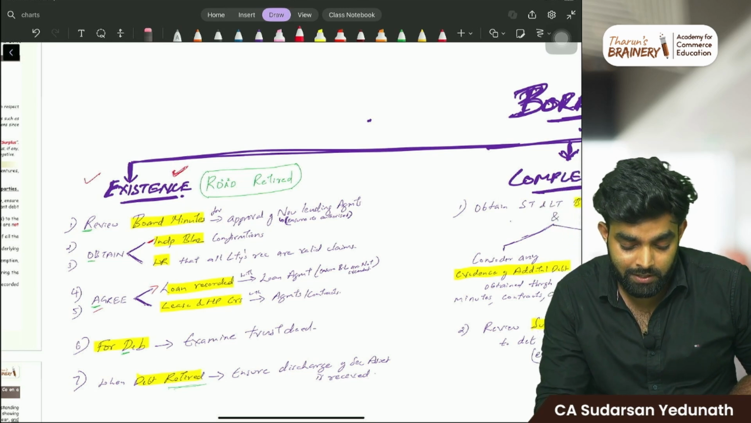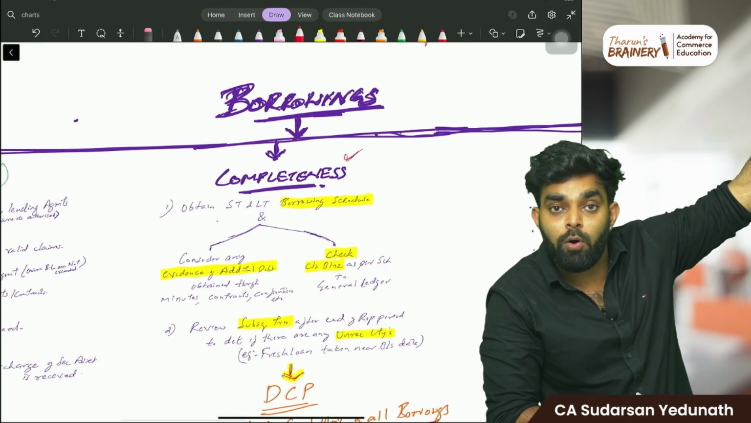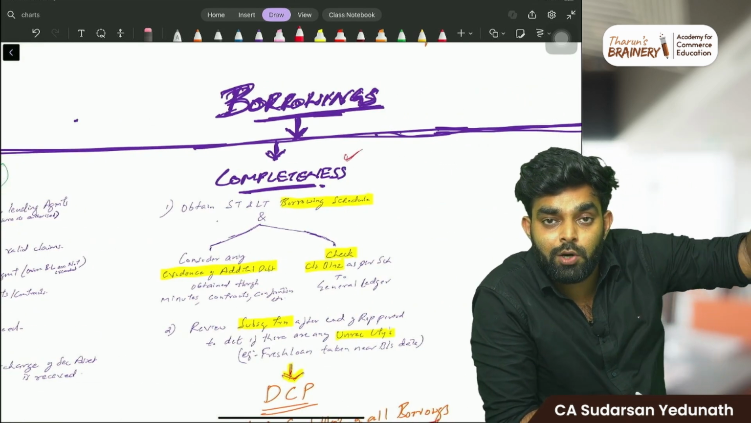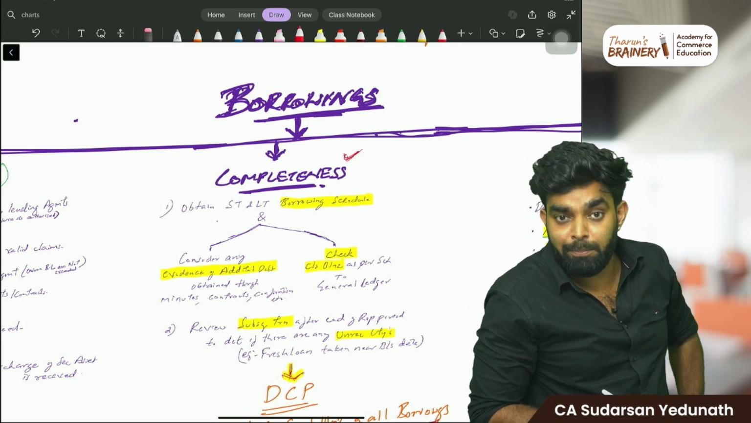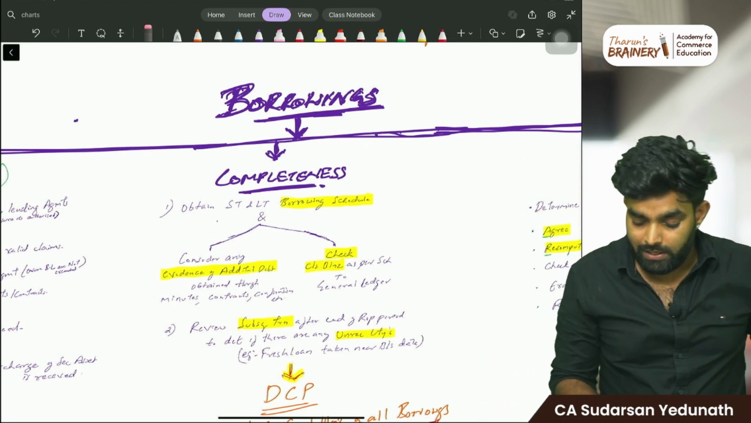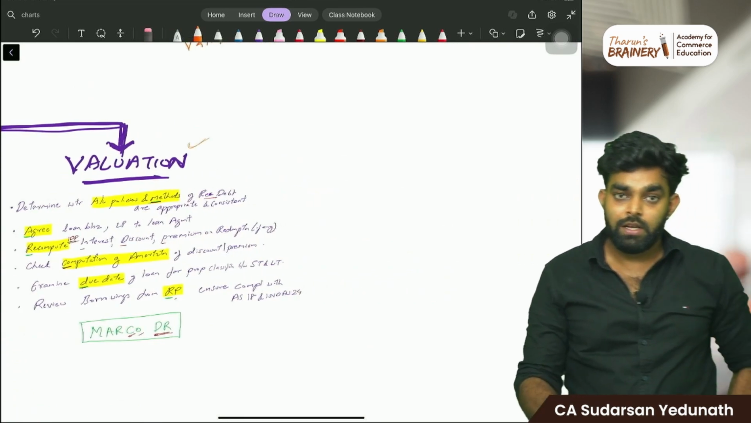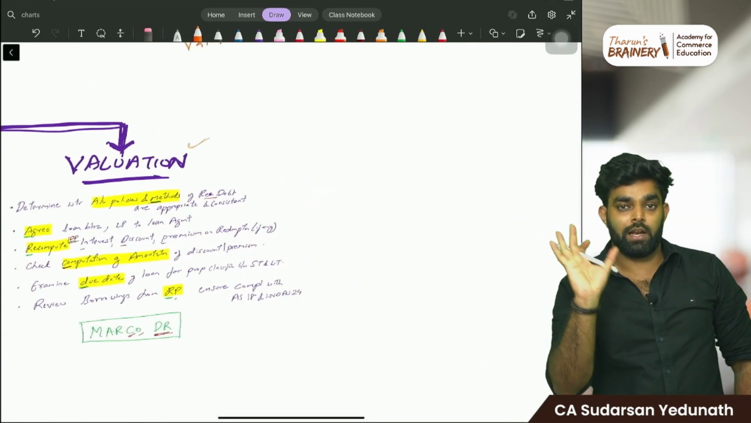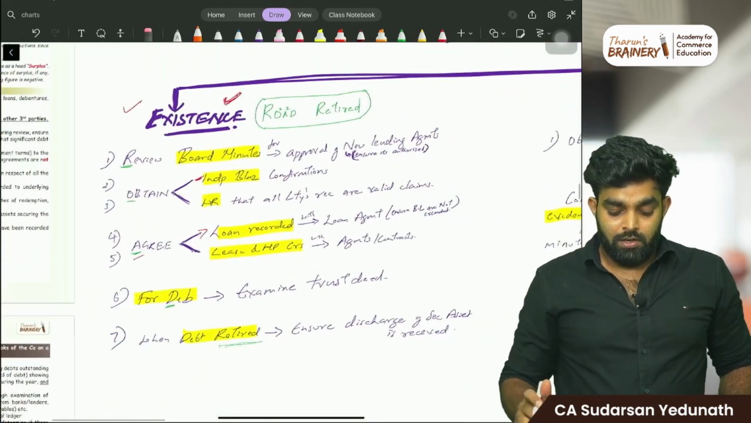That is existence. Next is completeness, whether all the borrowings of Boat are included in the financial statements. We have to have some procedure to check that, right? That is what we call completeness. Next is valuation, whether that amount of 100 crores is correct or not. Got it, right?